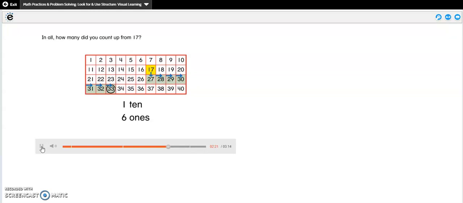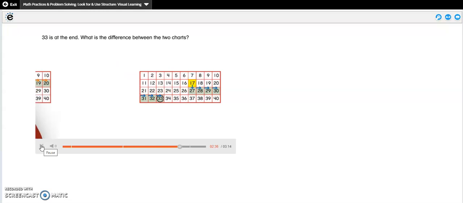In all, how many did you count up from 17? Okay, so if we have, again, 1 ten and 6 ones, that's like saying 10 plus 6. What's 10 plus 6? That's right, it's 16. You counted up 16 in all. What number at the end? 33 is at the end.